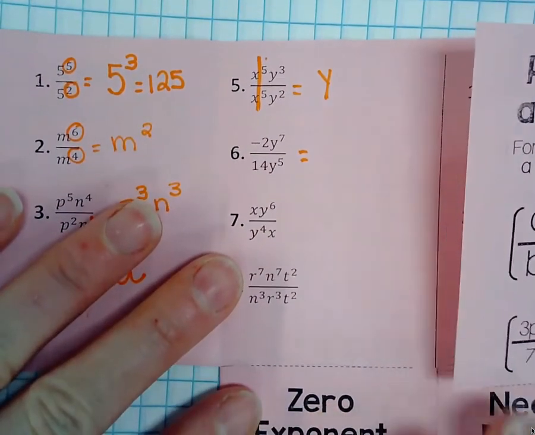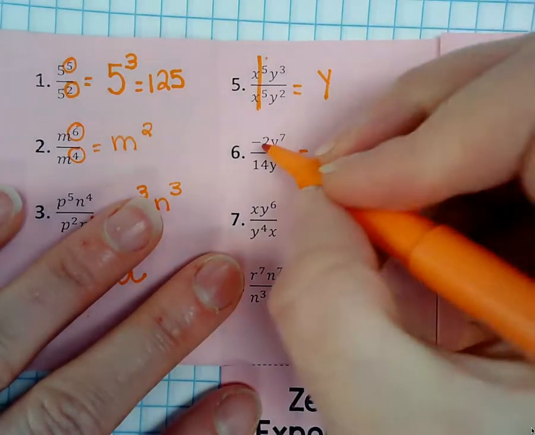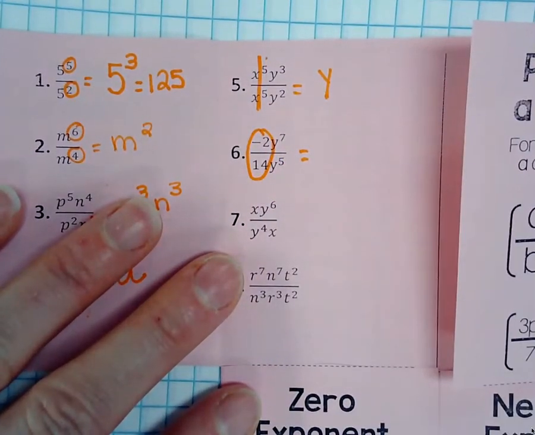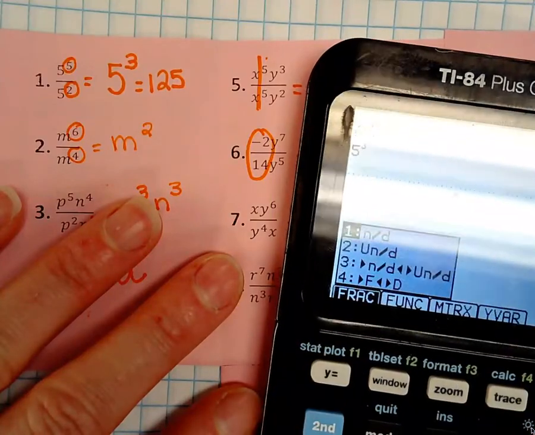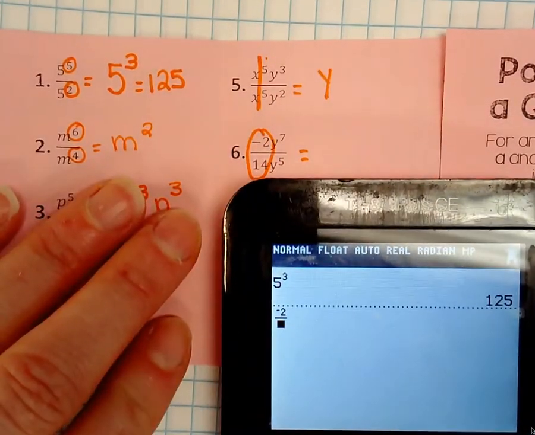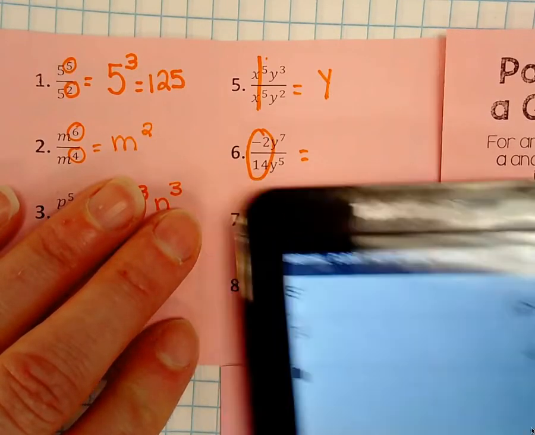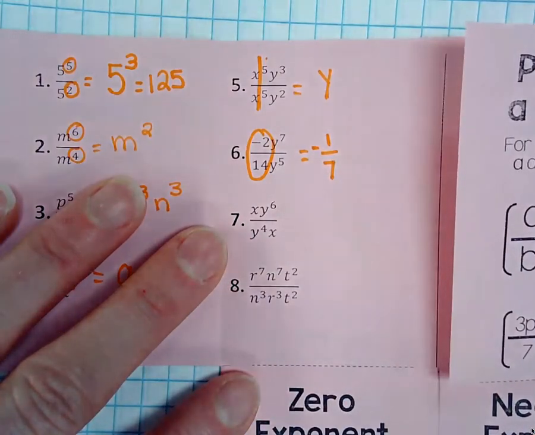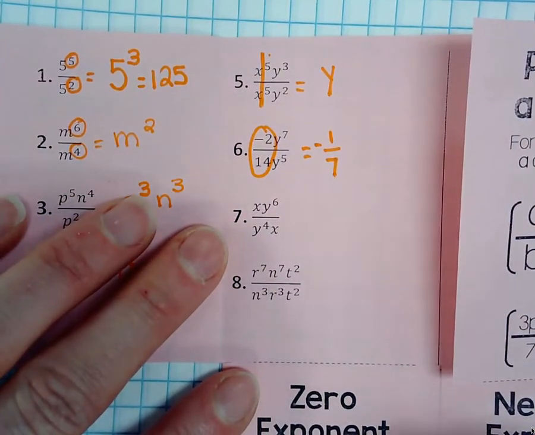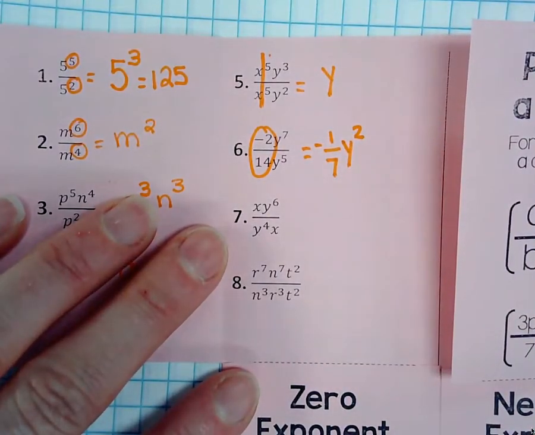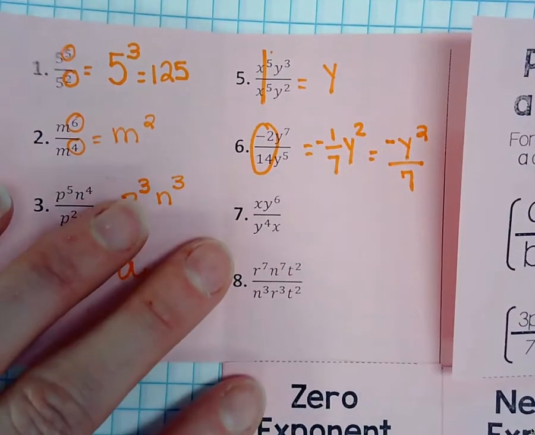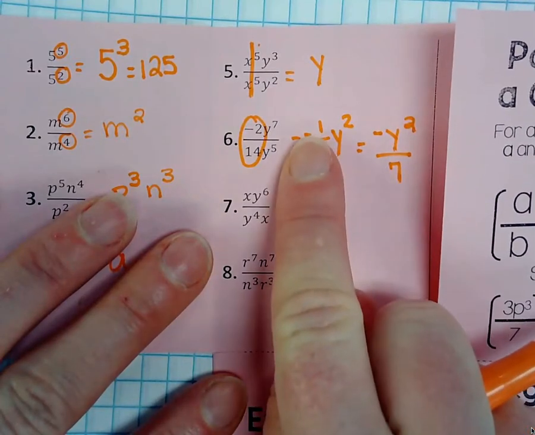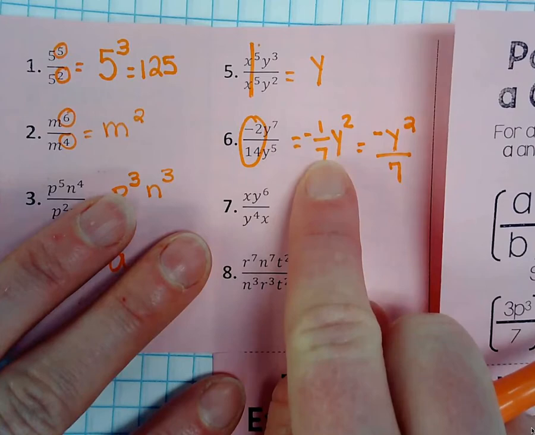All right, the next one. So we have constants on this one. We haven't done that yet. But we would just simplify that. Negative 2 over 14, it's just negative 1/7. So negative 1/7. And then what about y? y squared. But you know what they're going to really want? Smash these together. And so on top, you just have negative y squared over 7. These are the same thing. All I did was put the y squared on top because it would be multiplied on top and take off the 1.